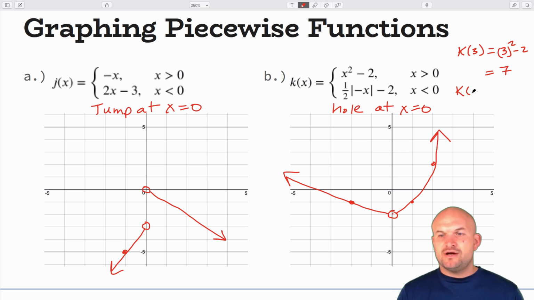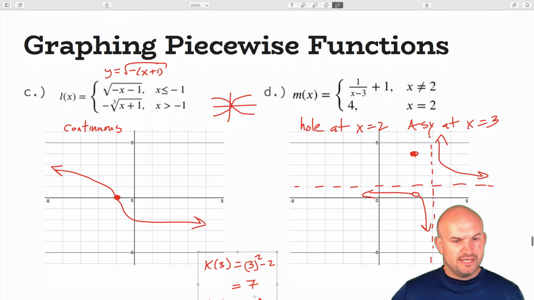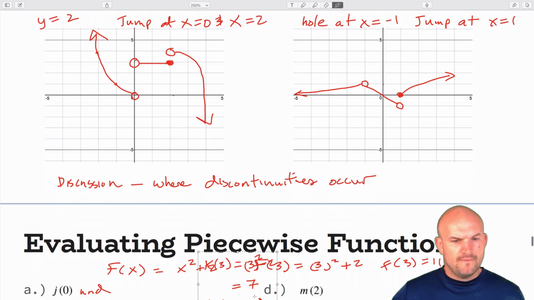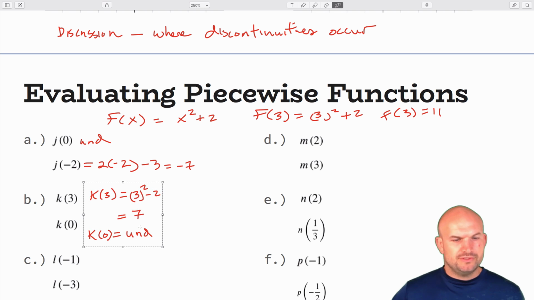And then if I want to figure out what is K of 0, we recognize that nothing is defined at 0. That's a hole. There's no defined value for K of 0. So therefore, I'm just going to say undefined. So let's go ahead and see if I can copy this now and bring that down. Close. I'll try to get those a little bit closer to each other.